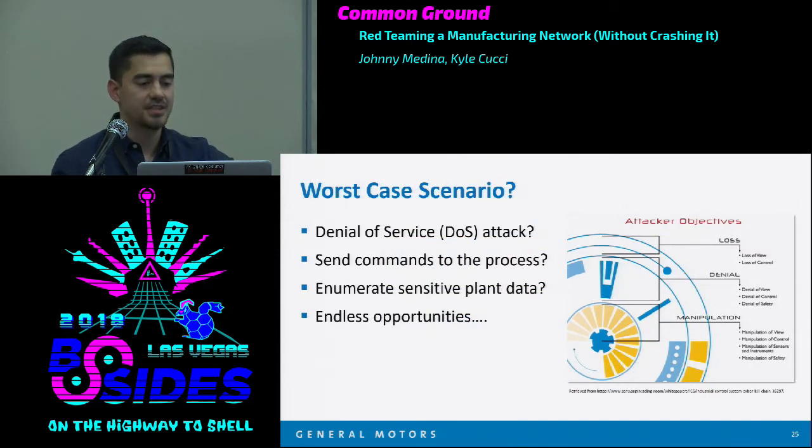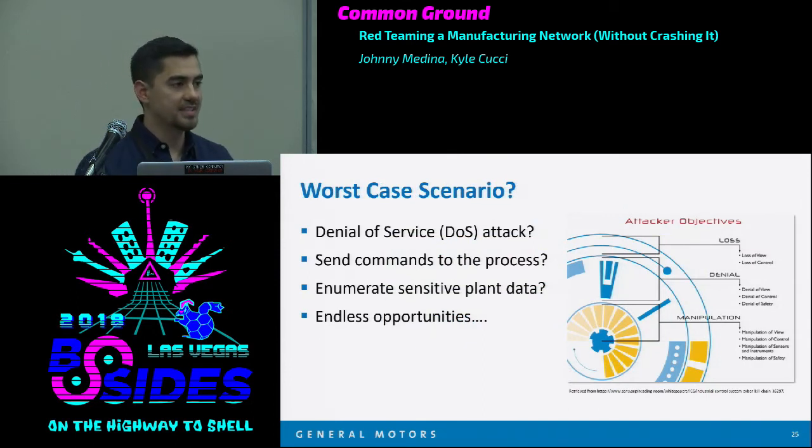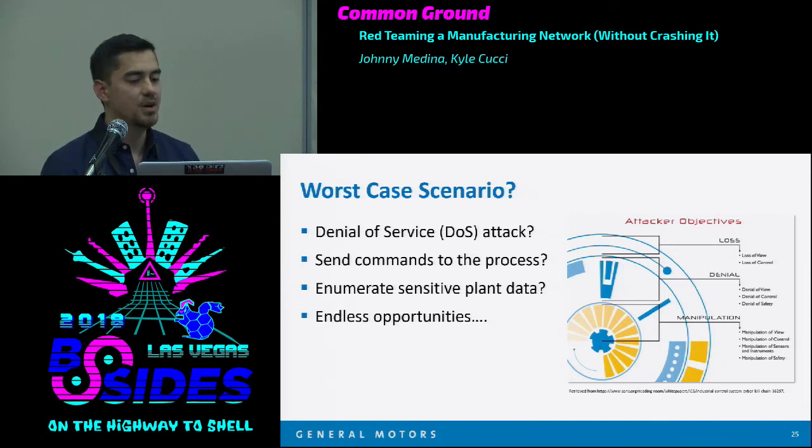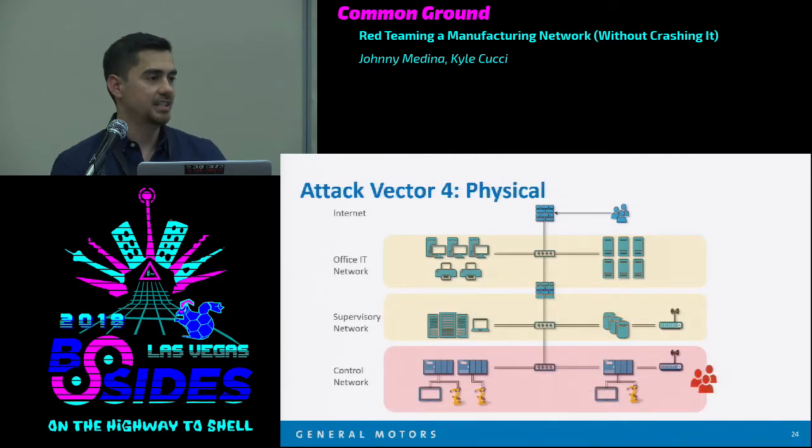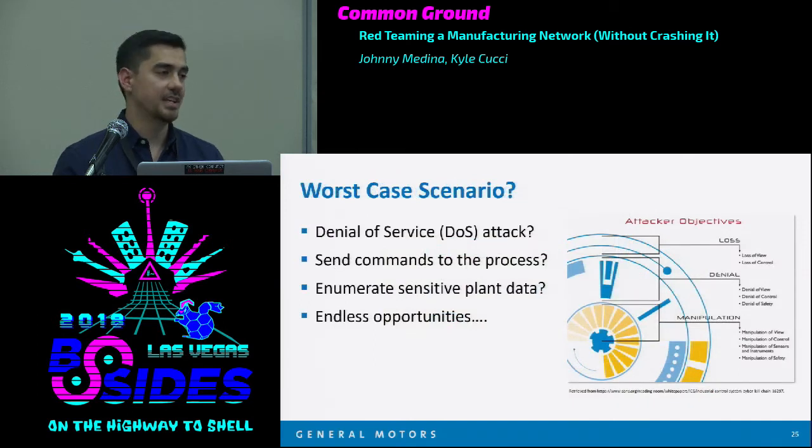So worst case scenario, as you're doing this red team assessment, you've got to figure out what's the worst case scenario. You've got to brainstorm in your mind what's the worst thing that can happen from you doing it, and also attackers. So is denial of service, is shutting down the manufacturing system the worst case scenario? Is that going to affect the bottom line? Send commands to process, manipulating the process in some way and that way not being detected. Is that a worst case scenario? Or getting the sensitive information out of that facility. Is it proprietary and you just want the information so you take it and go use it somewhere else or sell it? So there's endless opportunities.